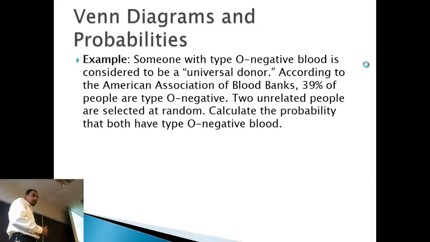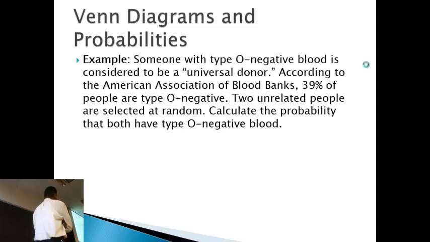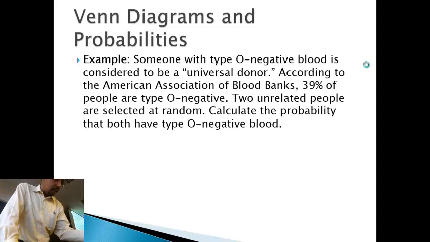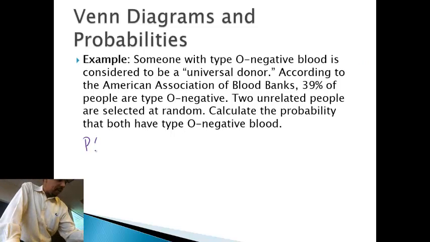Okay, here's another example with blood type. 39% of people are O negative. Two unrelated people are selected at random. What's the chance that both people have type O negative blood? So we have the chance for O negative is 0.39.